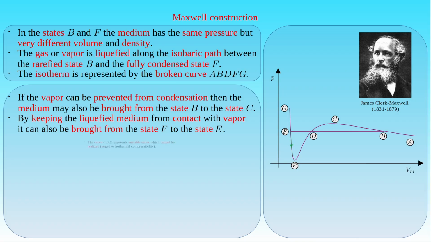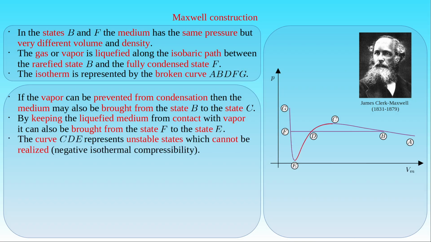However, the red curve C, D, and E represents unstable states where the isothermal compressibility of the substance is negative. These states cannot therefore be realized, and as Maxwell put it, this curve must be handled only as a hypothetical path in the pressure versus volume diagram representing the physical states of the medium.